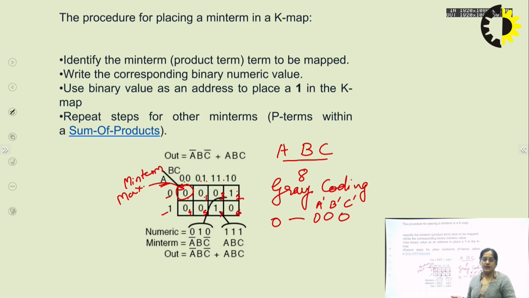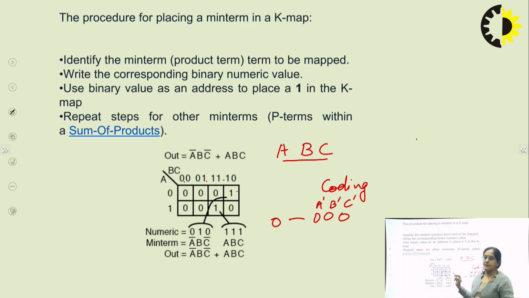From the expression or from the truth table, we will find for which min terms, or for which input combination, the output will be 1. And we will place that 1 in that particular cell. In this example, the function is 1 for the input combination A dash B C dash. So here it is 1, and the next input combination is ABC. For ABC, which is 7, it is 1. In this way we place 2 ones here.